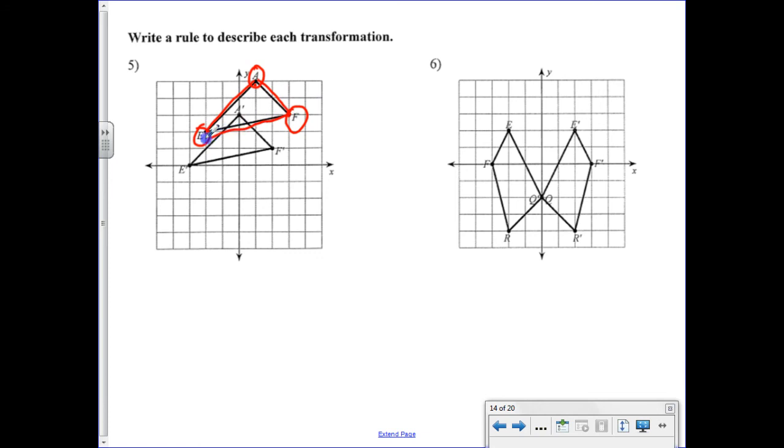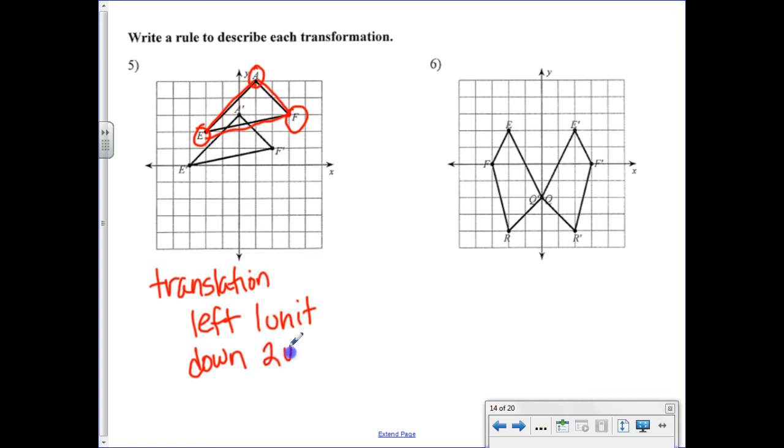Now, what happened each time? To get from A to A prime, it looks like I went to the left 1 and then down 2. So if you want to say that this translation basically went to the left 1 unit, and then you went down, what do we say, 2 units? Left 1, down 2. You can describe it in words like this. Just check it with E, to the left 1, down 2. F went to the left 1, down 2.